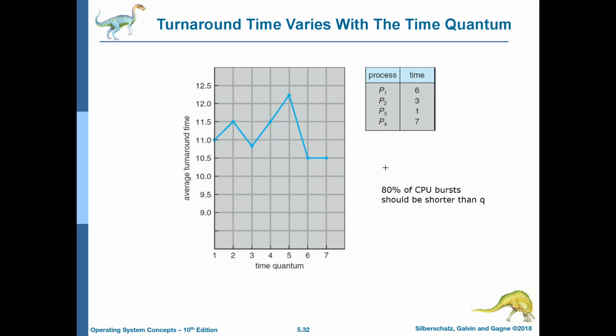Now, it doesn't show it in this diagram, but it is suggested that 80% of all CPU bursts should be shorter than the time quantum, meaning that they don't get interrupted. But there will be some long CPU bursts, and those should be interrupted after a time quantum of Q.